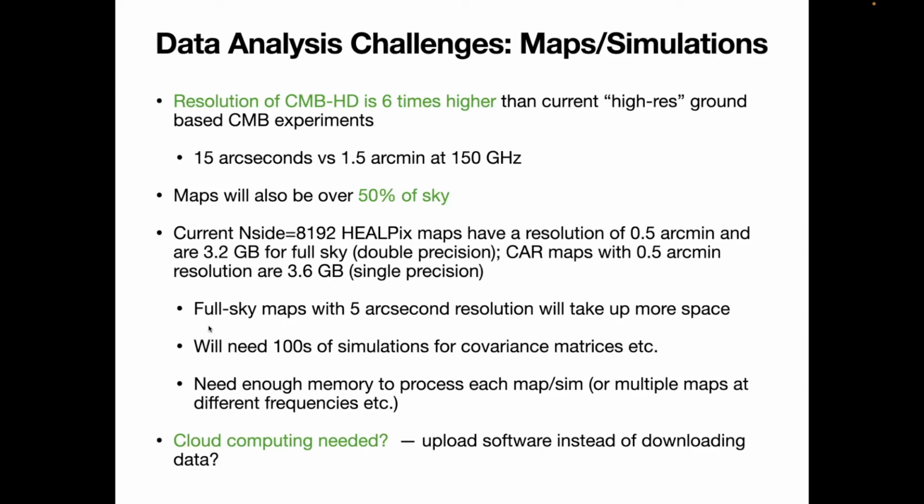So we will need full sky maps, probably with 5 arcsecond resolution, so that we can be slightly oversampled, and they're going to take up more space. So that becomes a challenge, not just to store them, but also memory limitations, like what maps you can load, how many you can load at the same time to process, etc. And for covariance matrices, you would envision at least hundreds of simulations for covariance matrices and bias subtraction, etc.